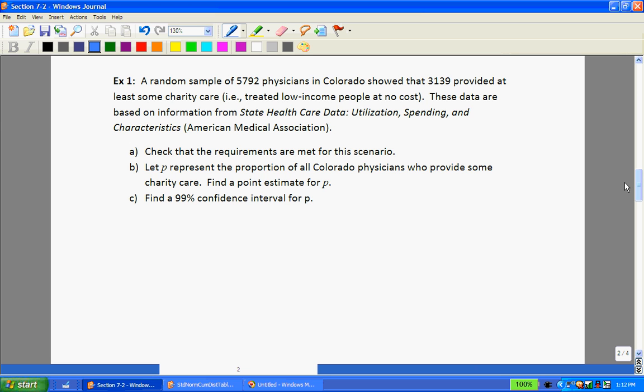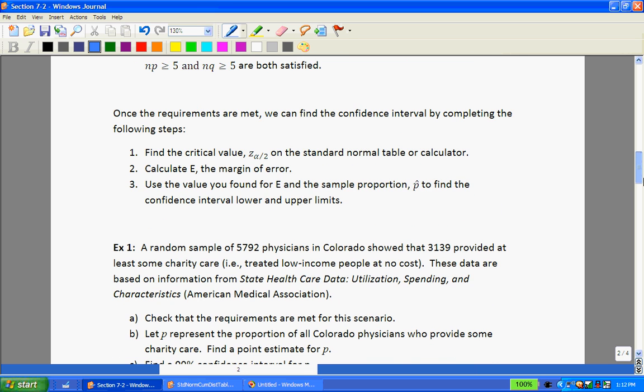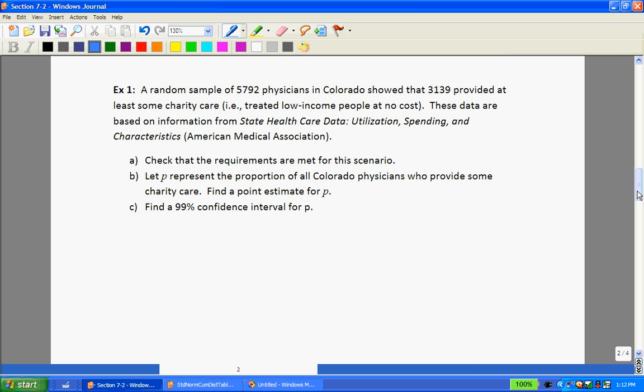So before we get to calculations, we want to check the requirements that we looked at above. So first, the sample must be a simple random sample. Sounds like it to me. We have these 5,000 plus physicians, and randomly 3,000 or more were selected, and it told us that right here in the beginning, a random sample, so I think that's okay.